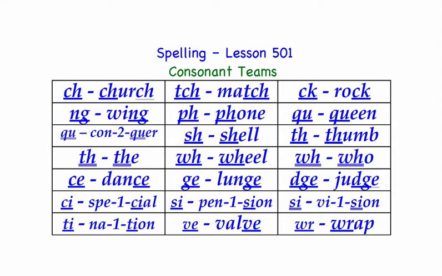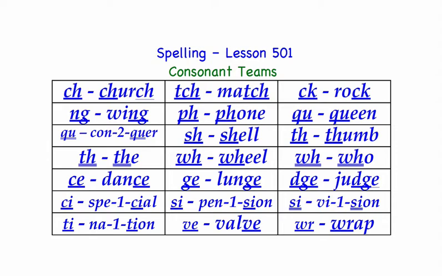WH can represent one of two sounds. The primary sound for WH is the sound w, as in wheel. WH's second sound is h, as in the word who. When WH represents its second sound, double underline it. CE represents the sound s. GE represents the sound j. DGE represents the sound j. DGE must have a short vowel directly in front of it.